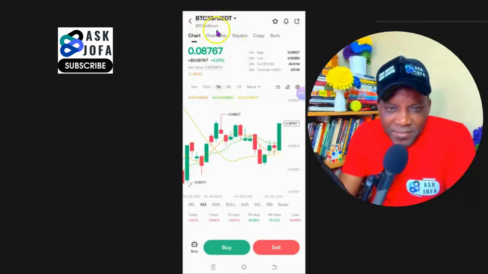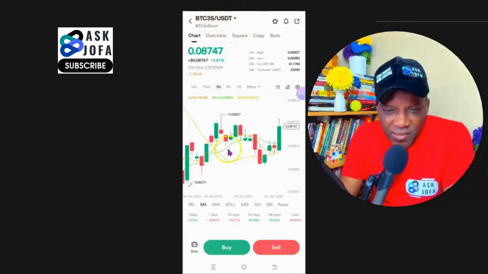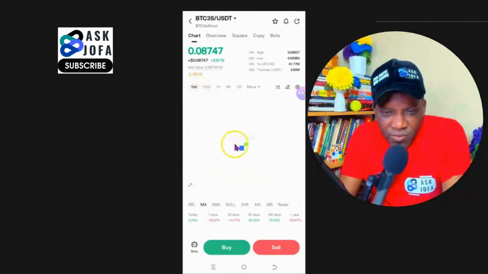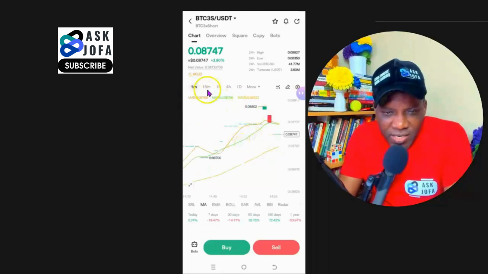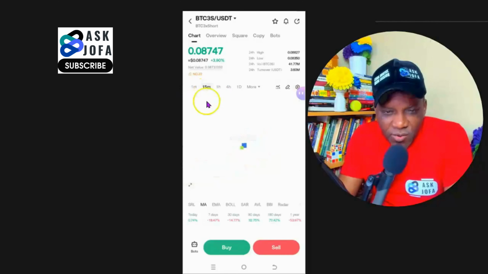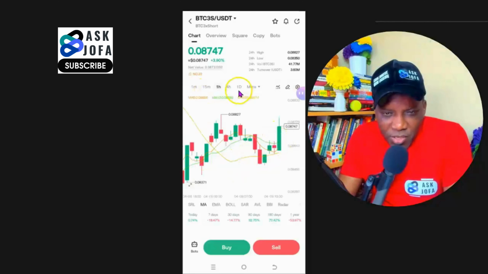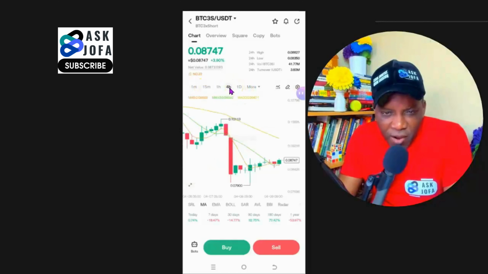So I've selected my leverage token, and you can use these candles and the signals to study what is currently happening to help you make better decision. This is within 1 minute. You can see within 1 minute, this will change. Within 15 minutes ago, this is what has happened. But it's always good you choose for like 4 hours to help you to take proper decision.